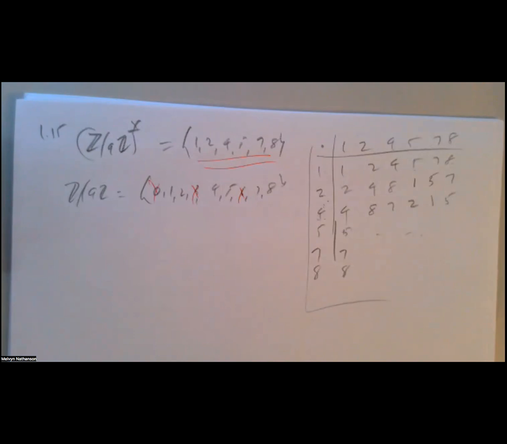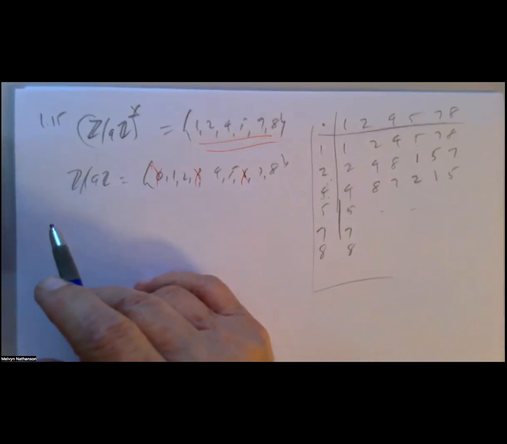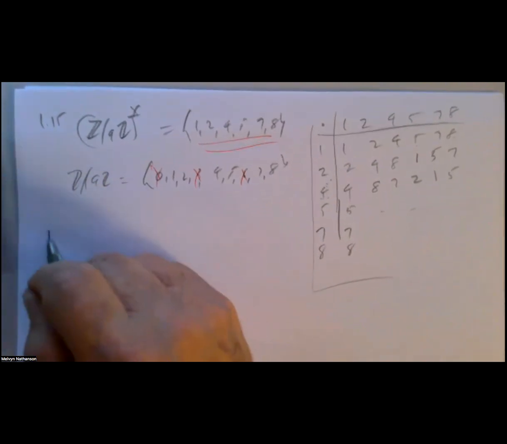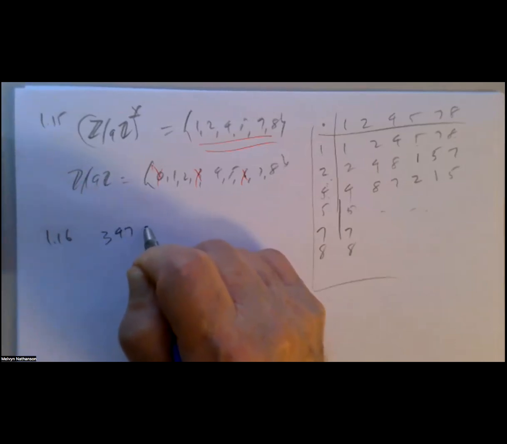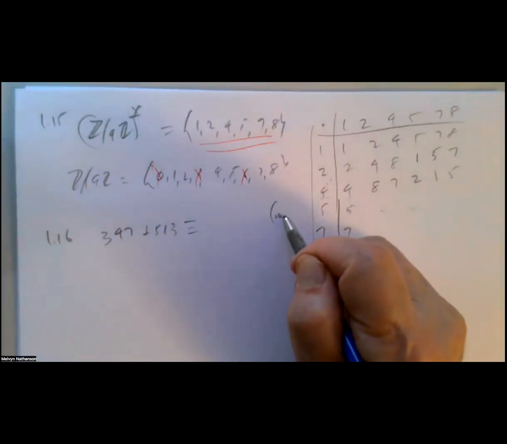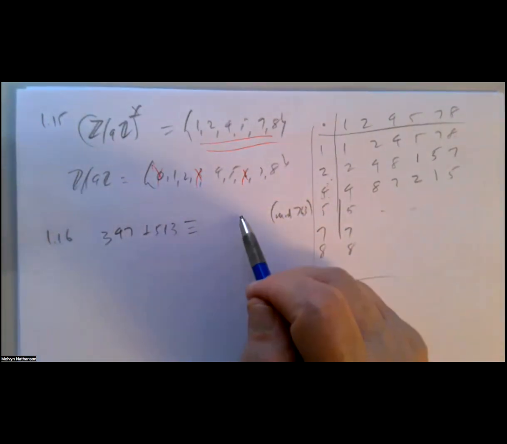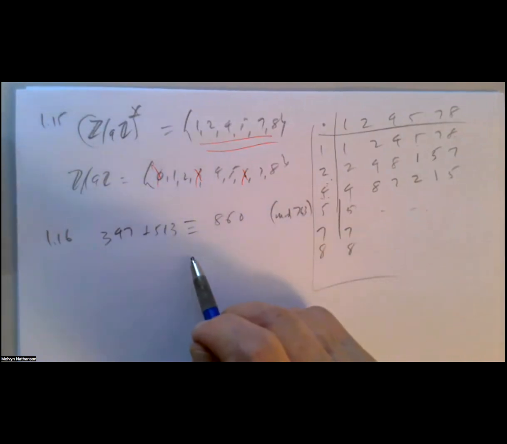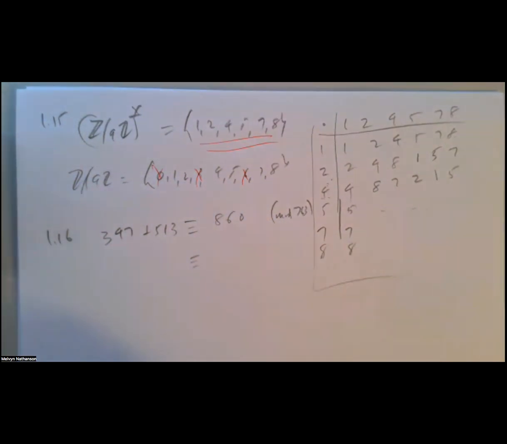So that's the multiplication table. And if you're going to do a modular computation, like this one, you want to do 347 plus 513. What is this congruent to modulo 763? If you just add them, you get 860. And mod 763, you want to pick a number between 0 and 762.